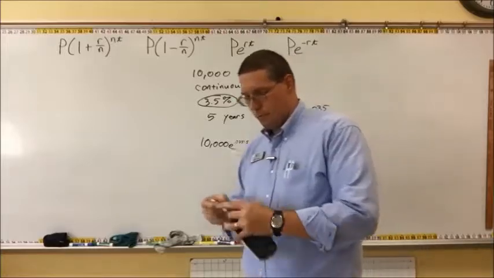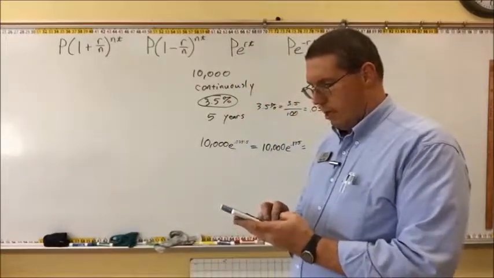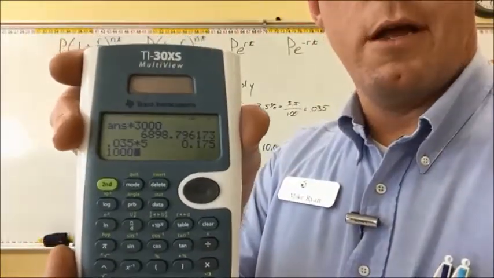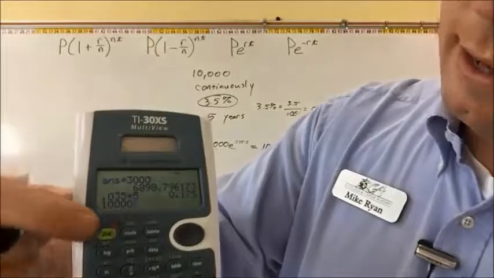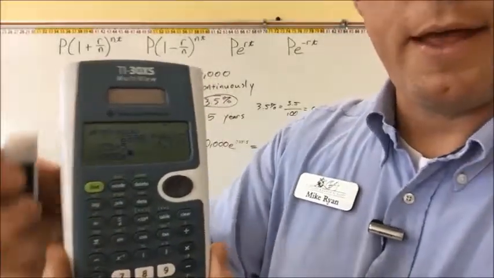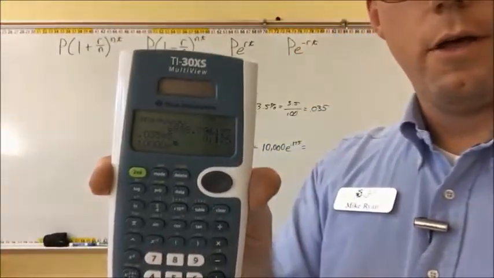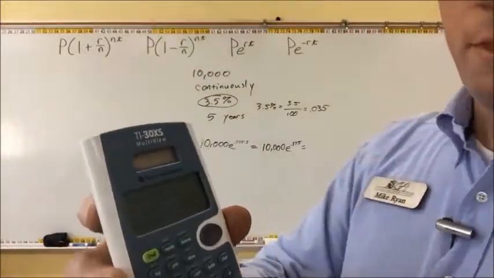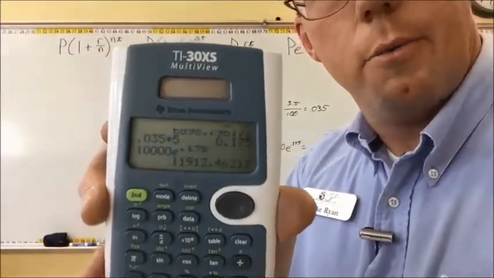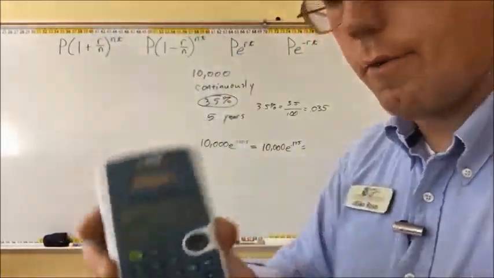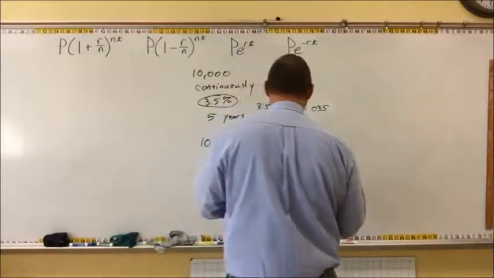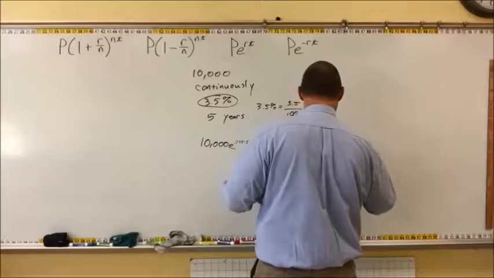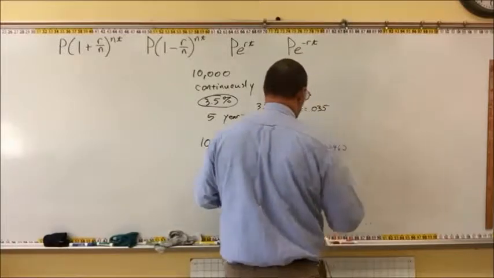And so now we're going to type in, watch this, we're going to type in 10,000, and then we're going to press second and then the ln button, and that'll give us an e to the power of, okay, and then we'll put in 0.175, okay, and then we'll press enter, and we get 11,000 something, right? 11,912.46. I'll say 462. All right?